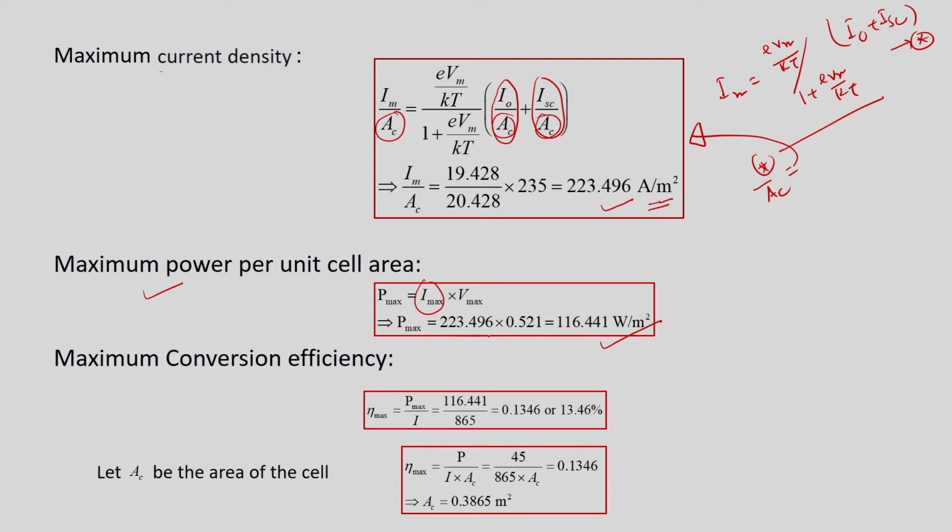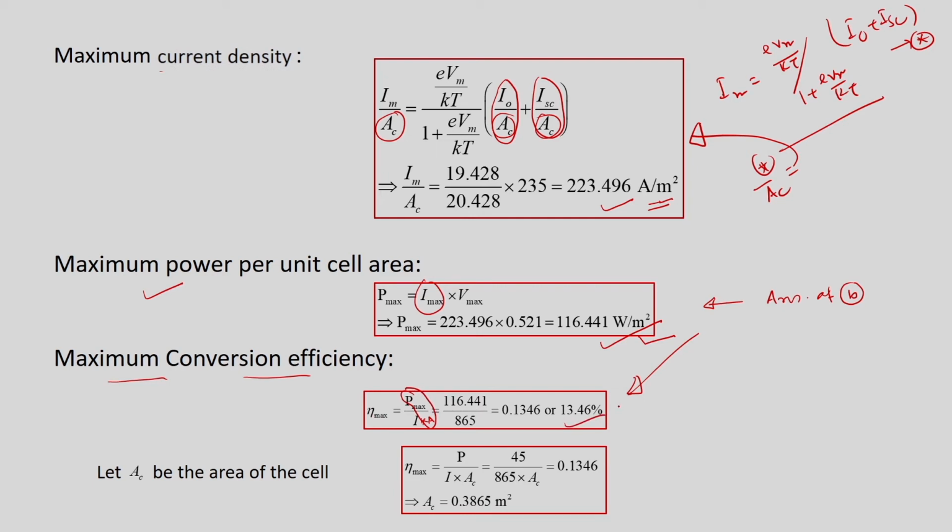So finally what we will have is the maximum power per unit cell area. So this is the answer of question B. And this is also part of answer B. Okay. So finally this maximum conversion efficiency, we know the equation Pm by I, because this Pm here is density. So I into A is taken care of in this Pm. So that is how we can calculate I max. So it will be about 13.46%.